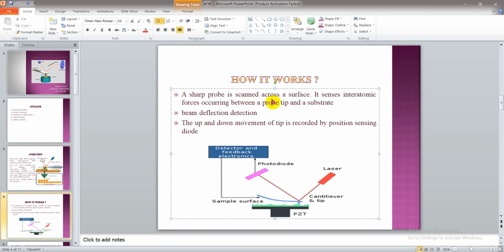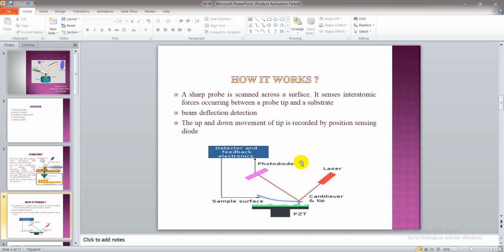Now this is what I explained to you. A sharp probe is scanned across the surface. It senses the interatomic forces that occur between a tip and a substrate. This is our substrate on which we have deposited the thin film. Now this cantilever is continuously in contact, so it is sensing the interatomic forces between a probe. Whatever forces are acting on it, it senses them.